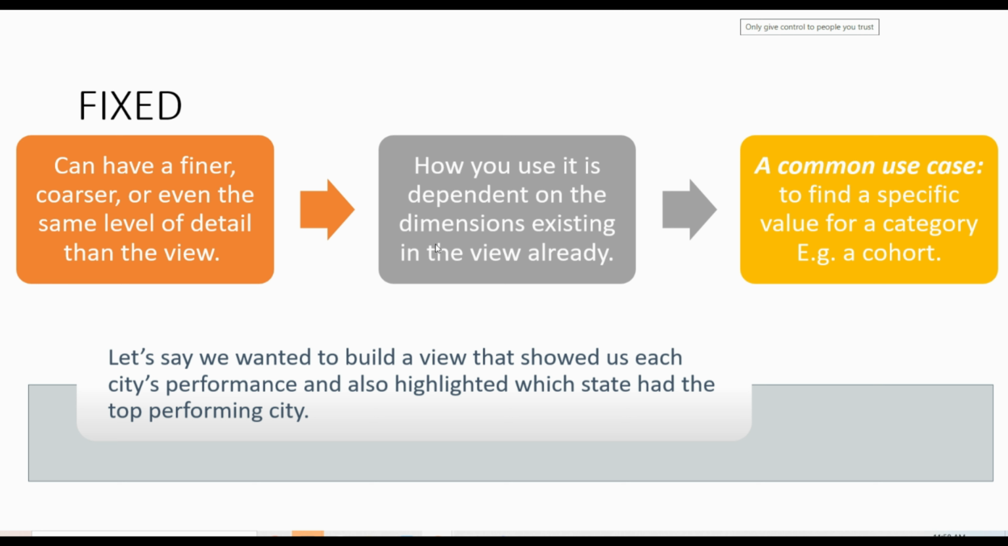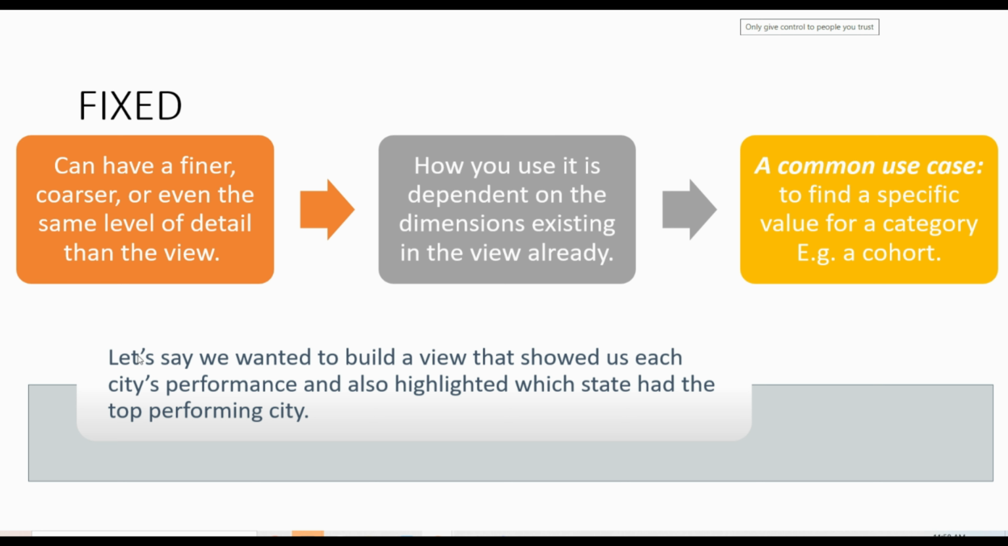Fixed, in the sense, can have a finer level, or even the same level of detail as the view. See here, this is your scenario. Let's say we wanted to build a view that showed each city's performance, and also highlighted which state had the top performing city. So each city's performance, and which state has the top performing city. You may ask why this can't be done with the aggregate. We cannot do it very effectively without these LODs.